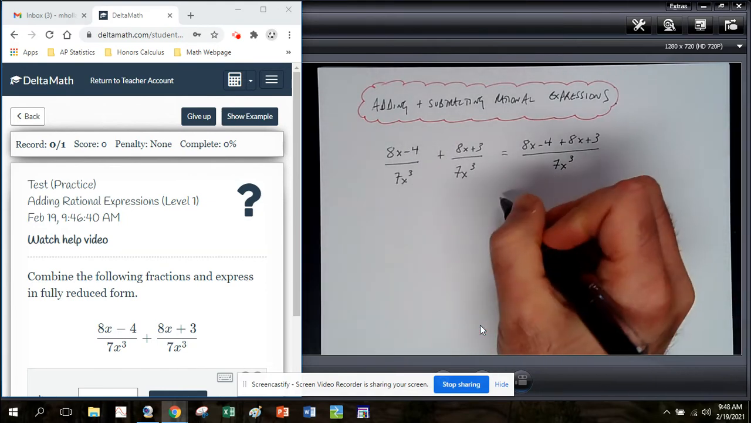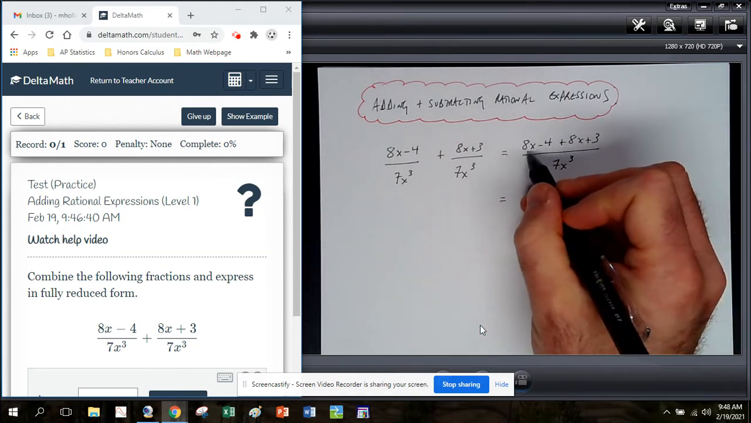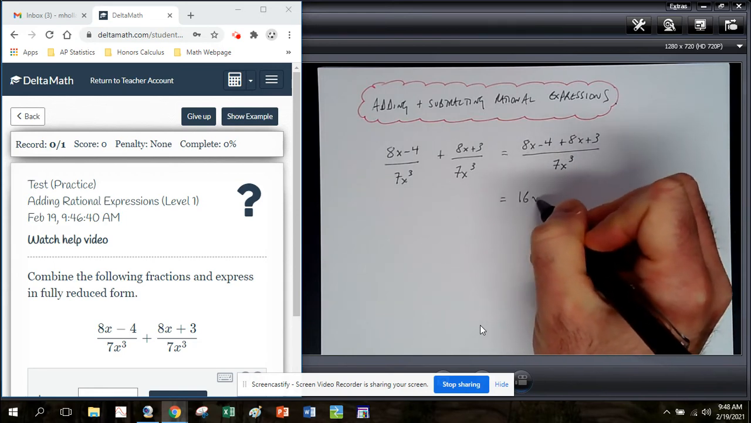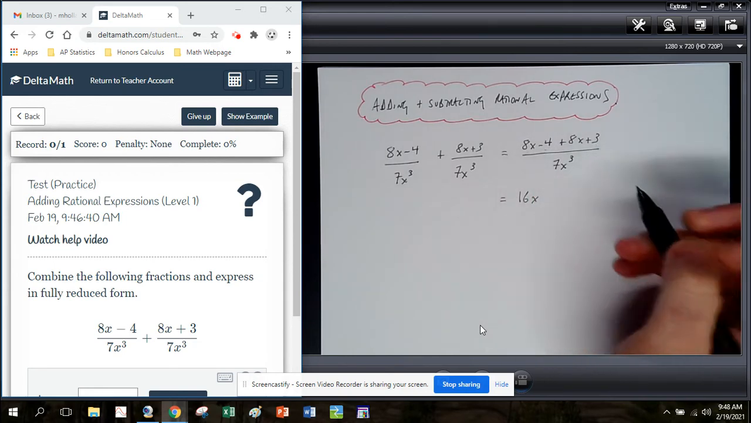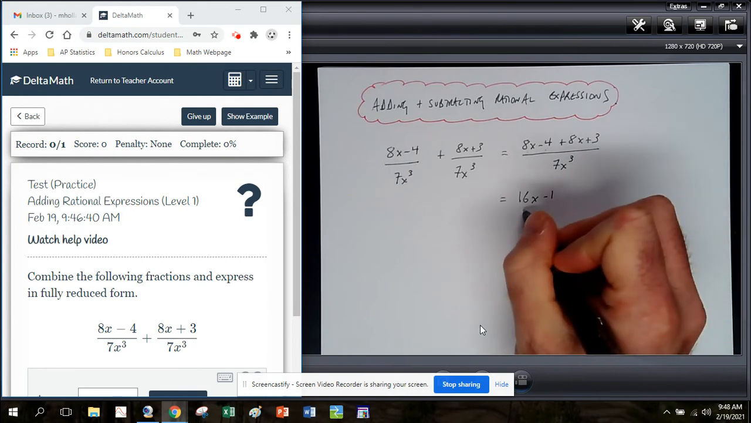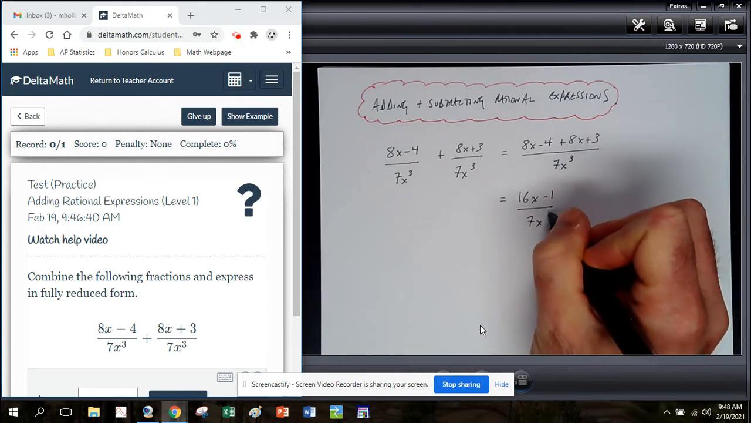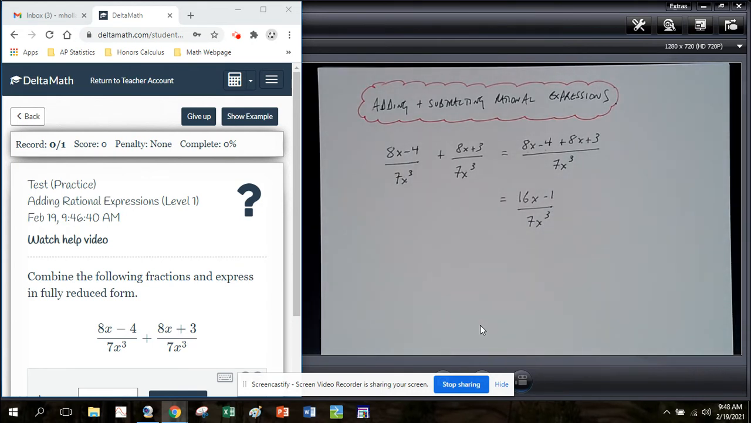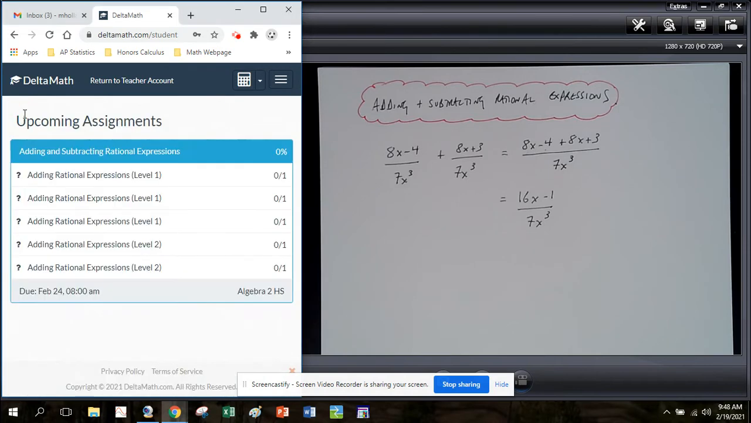So once you get to this part, you just want to simplify. So 8x plus 8x will give you 16x. Negative 4 plus 3 will give you negative 1. And then that's all going to be over 7x cubed. And then you're done.